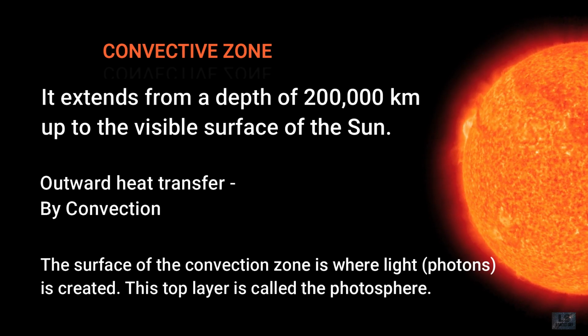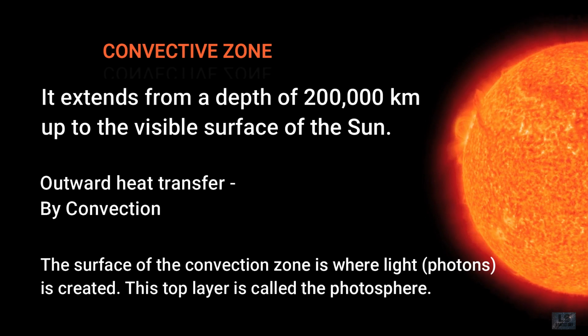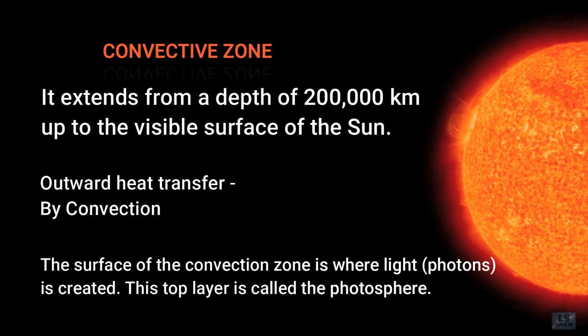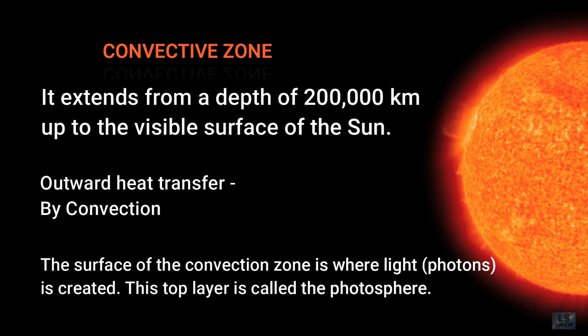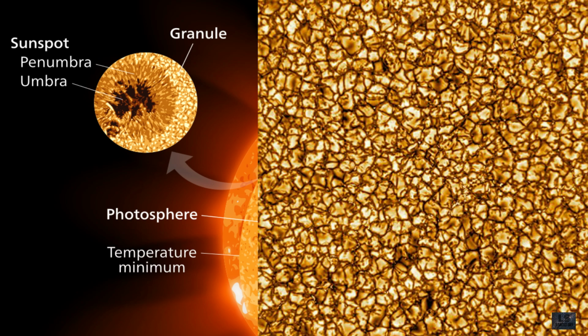Similar to weather cells that form in the Earth's atmosphere, the thermal columns of the convection zone form an imprint on the surface of the sun, giving it a granular appearance called solar granulation at the smaller scale and supergranulation at larger scales.